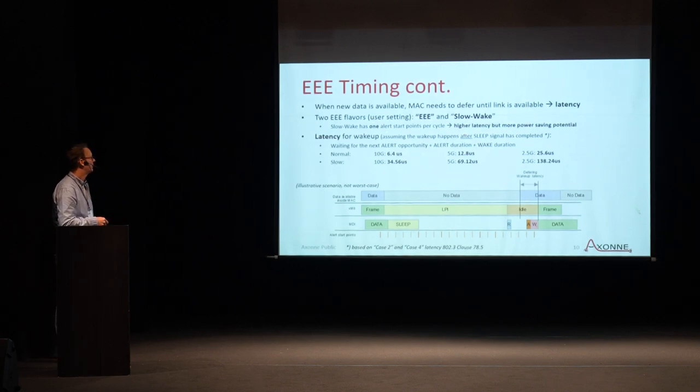The advantage of this is that you have the opportunity for more power saving. The disadvantage is that everything happens potentially a bit slower because you need to wait longer for this event to occur. The implication, and these are numbers which you can also find in the spec, is that the latency until the API client eventually wants to send a frame is in the order of between 6 microseconds for the energy efficient Ethernet standard thing for 10 gig and 25 microseconds for 2.5 gig. And then for the slow wake, it's significantly higher because these alert points are scarce.